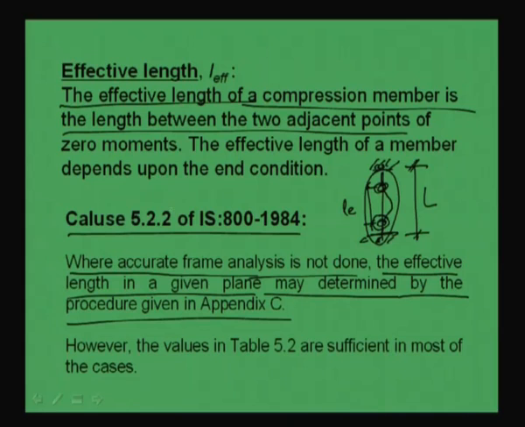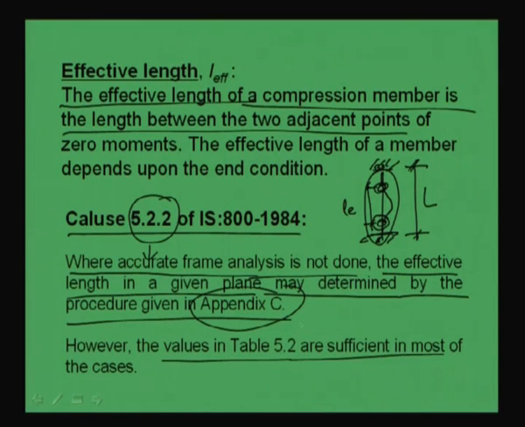So in clause 5.2.2 it is stated that if accurate frame analysis cannot be done, then the effective length can be found from the procedure given in Appendix C. However, the values in Table 5.2 in the code are sufficient in most cases.